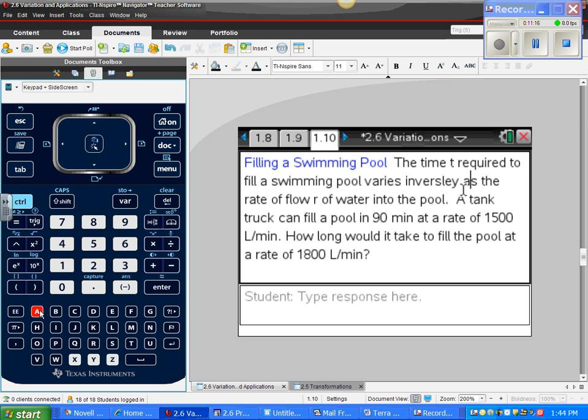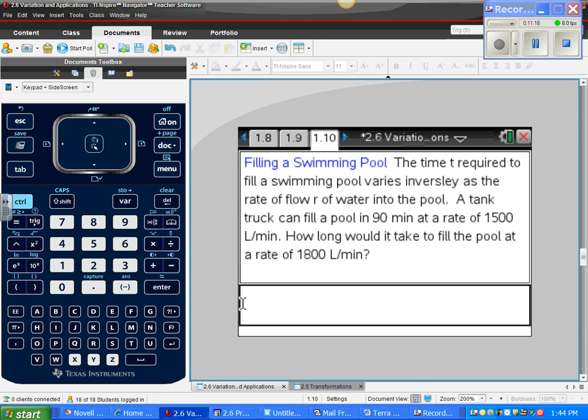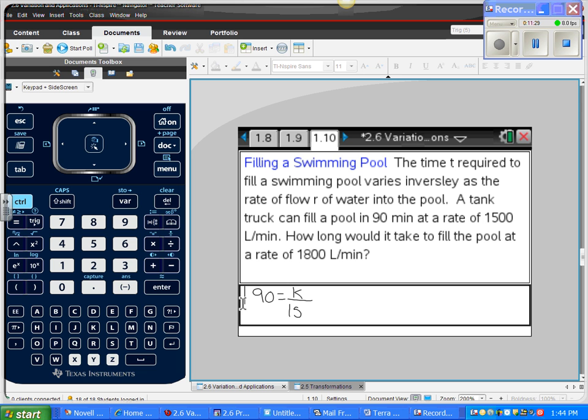Okay, so first thing we need to do is take what we know and figure out our constant of variation. We know that it's going to take 90 minutes to fill a pool at 1,500 liters per minute. So our first step is to find that k. We're going to do 90 times 1,500, and we get our constant of variation to be 135,000. Okay, so now we know our constant of variation.